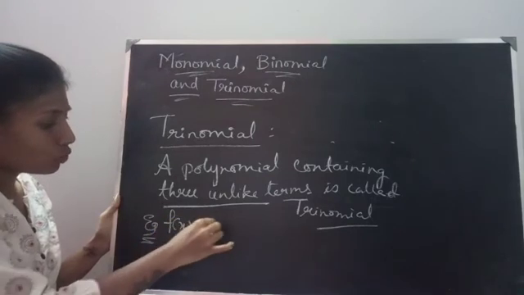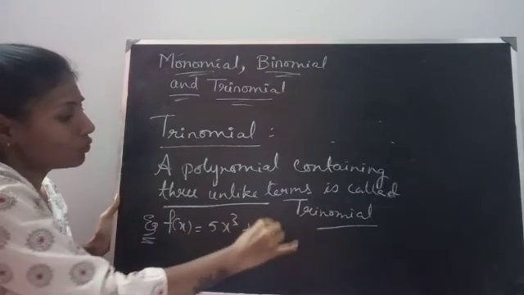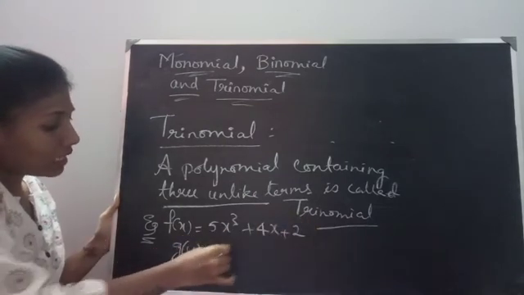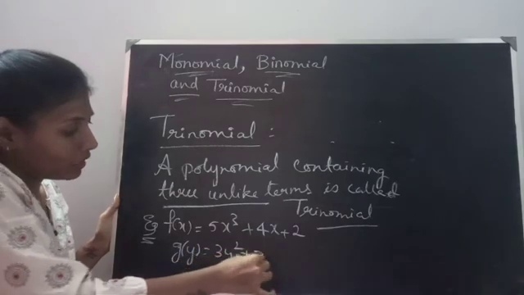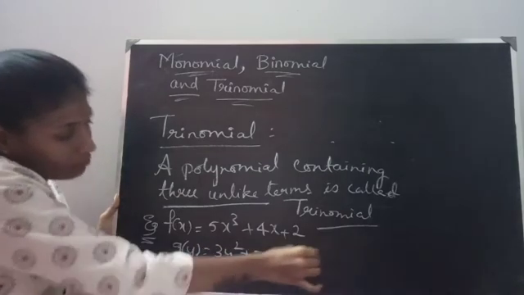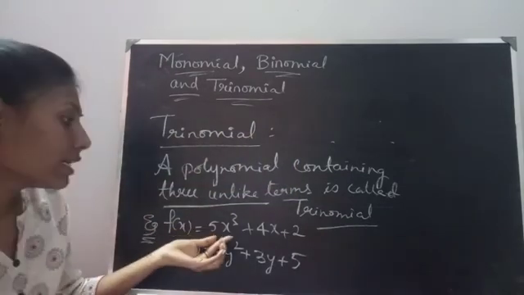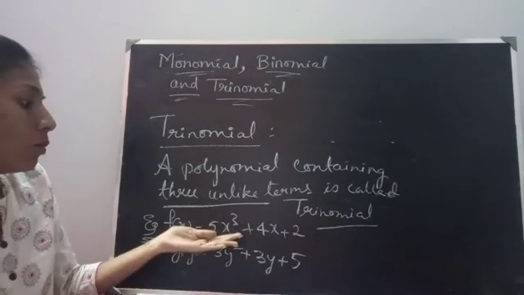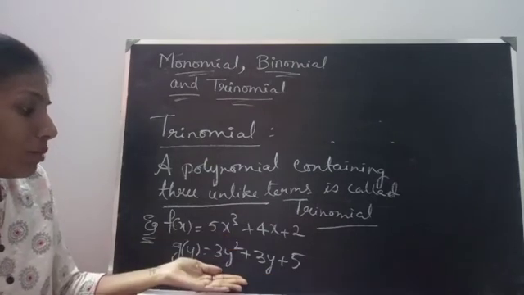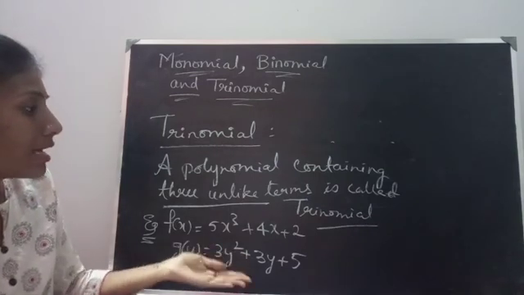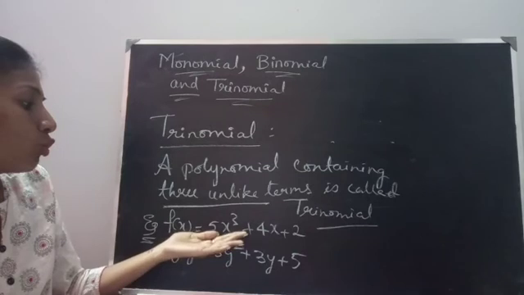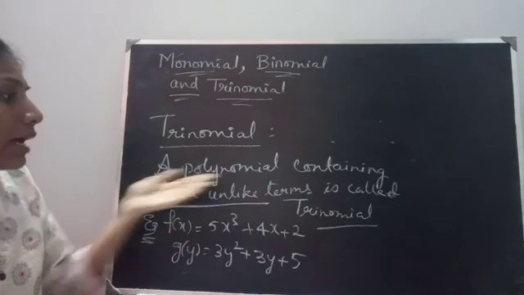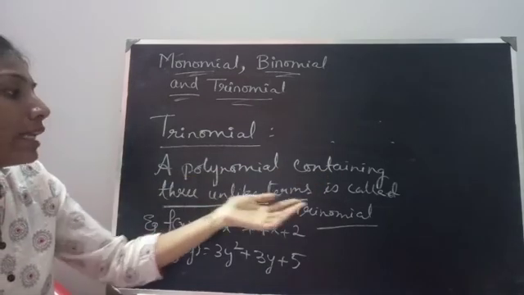F of x equals to 5x cube plus 4x plus 2. G of y equals to 3y square plus 3y plus 5. Okay, see here you're having three terms. Polynomial in variable x and polynomial in variable y. So these are having three unlike terms. So we call this polynomial as trinomial. Okay. Trinomial is nothing but a polynomial containing three unlike terms.